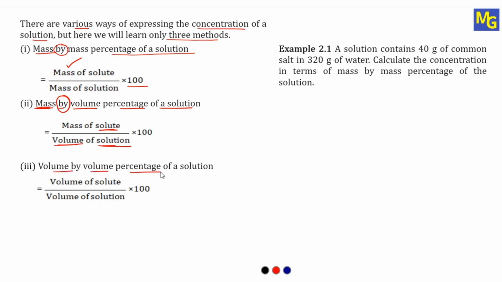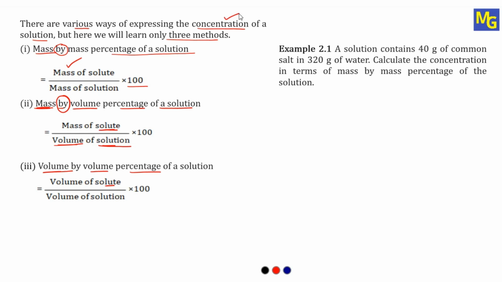Volume by volume means both numerator and denominator, that is both solute and solution, should be in terms of volume. That is, in liter or milliliter. Therefore, volume of solute divided by volume of solution into 100. So these are the three terms which we can use to express concentration.